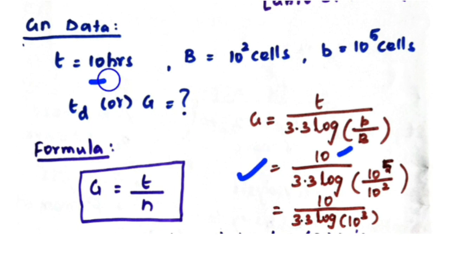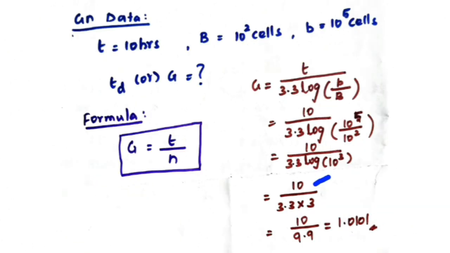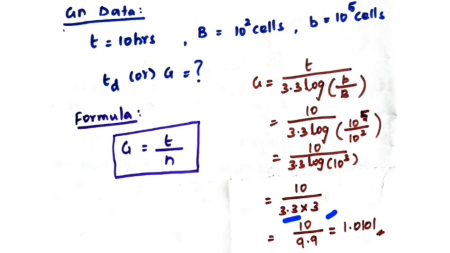So t is 10 hours, 3.3 into log, small b is 10 power 5 cells and capital B is 10 power 2 cells. So you will get 10 divided by 3.3 into log 5 minus 2, you will get 3. So 10 power 3. So 10 divided by 3.3 into log 10 power 3. Log 1000 is equal to 3. Then 10 divided by 3.3 into 3 is equal to 9.9. So 10 divided by 9.9 is equal to 1.0101. So here the unit is in hour.